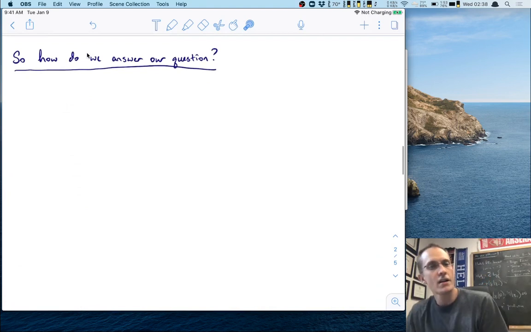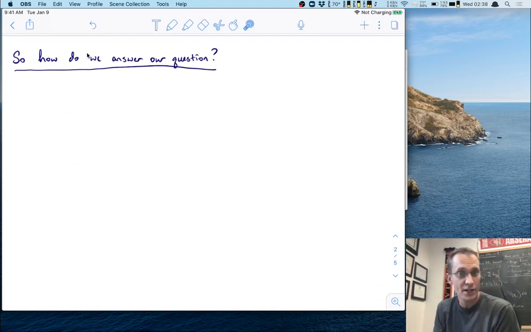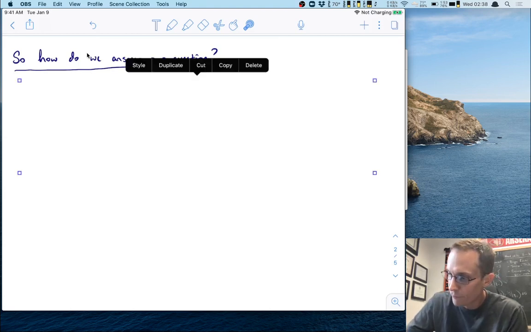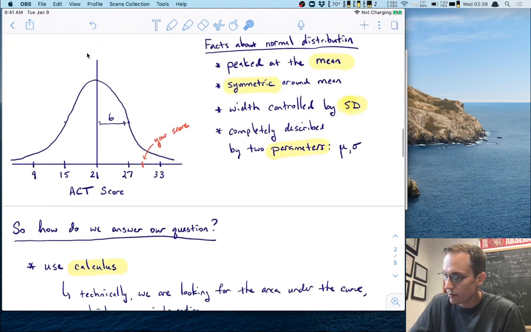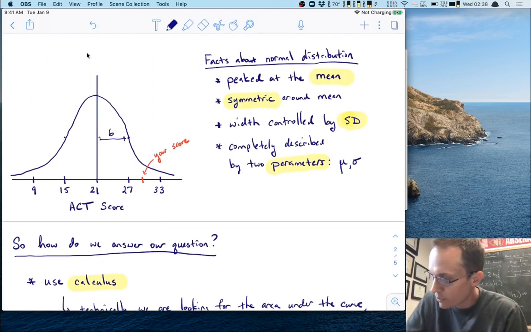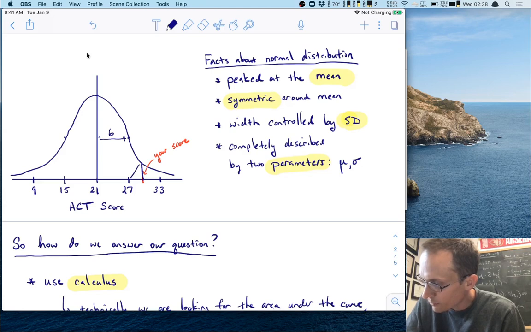Well, I want to outline 4 different ways to answer that question. Now, only one of which I will actually show you how to do today. The first one is we could use calculus. Okay, so if you've ever taken a calculus course, this will be absolutely obvious to you. If you've never taken a calculus course, this will be absolutely not obvious to you. But in a nutshell, what happens is, to answer this question, we are looking for the area under the curve. We're looking particularly, in fact, I'll draw it here for us, we're looking for this proportion right here.